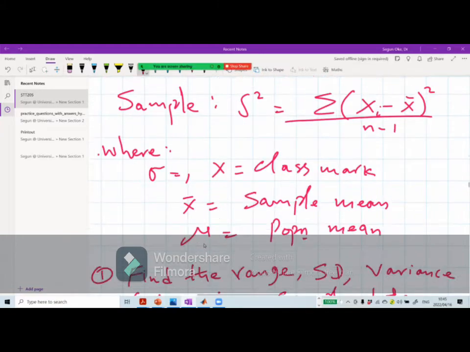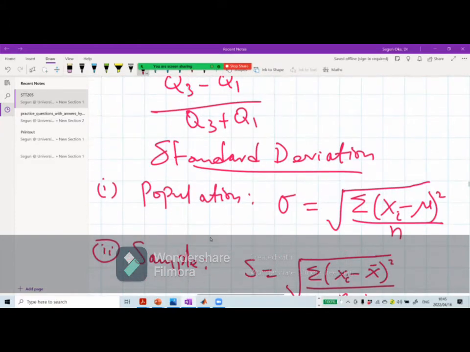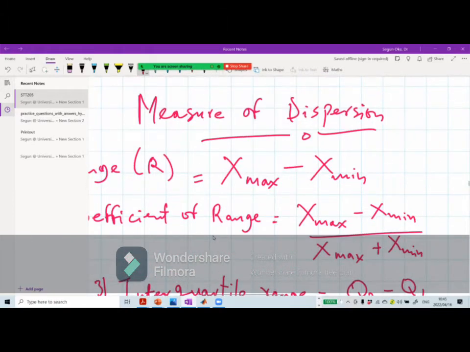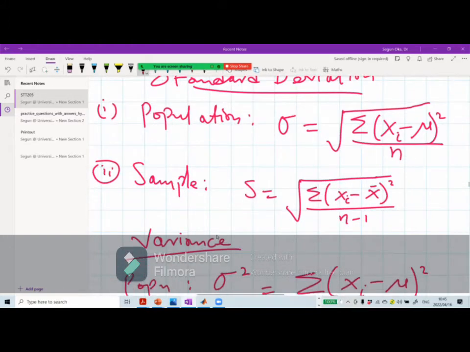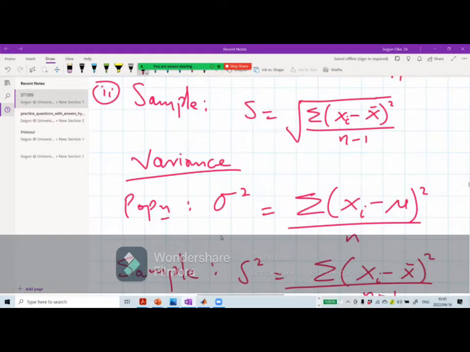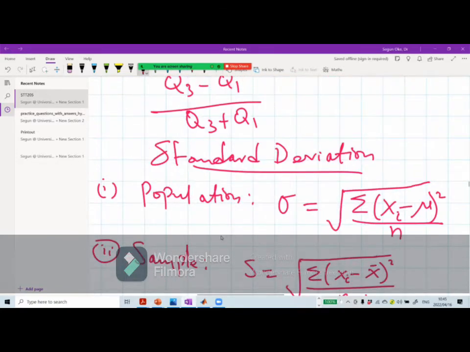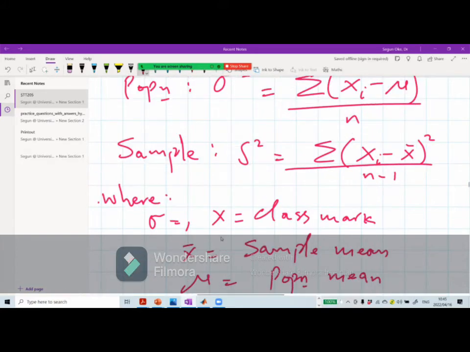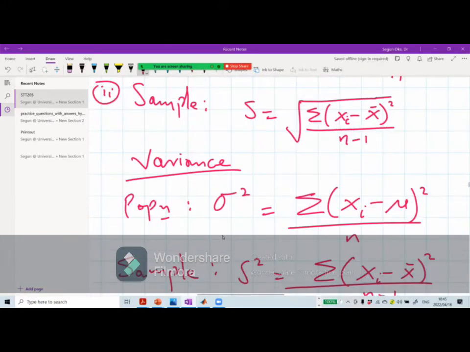Remember, you are given 2 formulas. The range is the same whether it is population or sample. But when it comes to some measures, especially standard deviation and variance, look at different formulas for them. So you need to take note of all these. They are very important. I believe I'm clear. So let's continue.